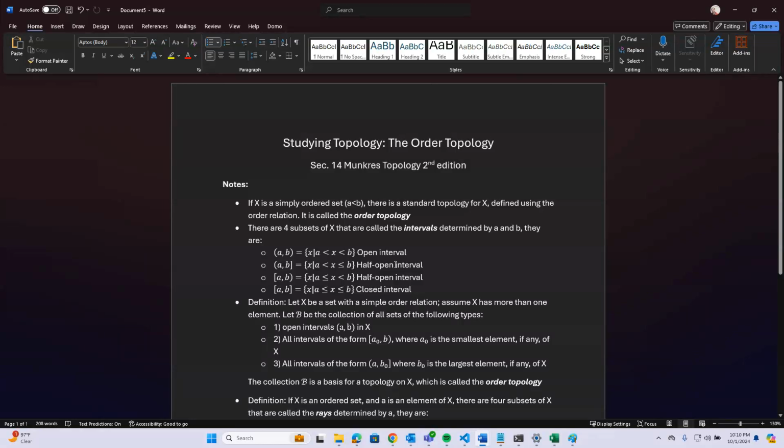That's pretty much it for the order topology. This topology is fairly straightforward in my opinion. Not a whole lot to talk about. It is pretty intuitive. It's very, very close to the standard topology. It's pretty intuitive to start getting a grasp on.